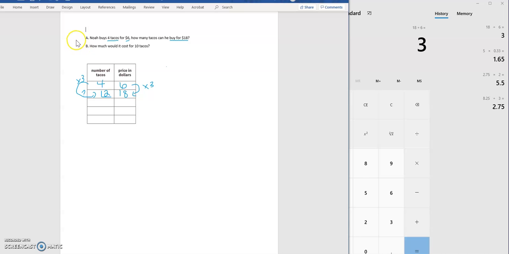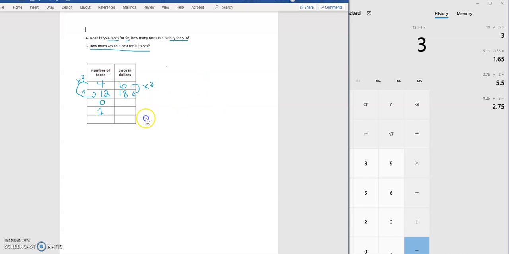Part B is going to require us to do an extra step. So in my table, I want to know how much it would cost for 10 tacos. Looking at the values in my table, I know I can't multiply or divide 4 or 12 evenly to get 10. So what I'm going to do is find my unit cost, the amount for one taco first.